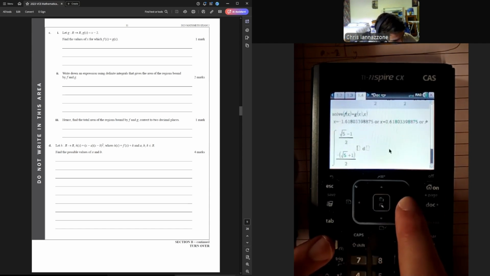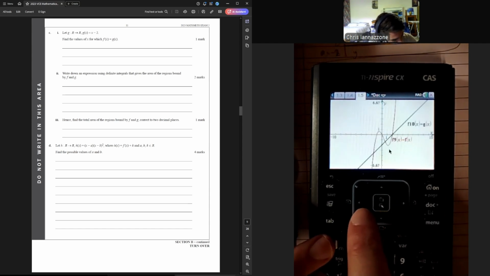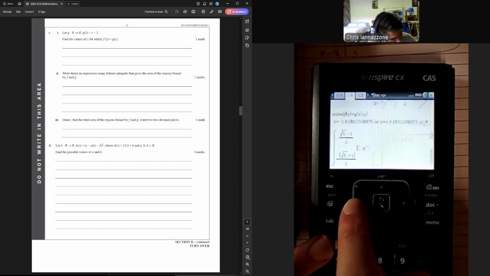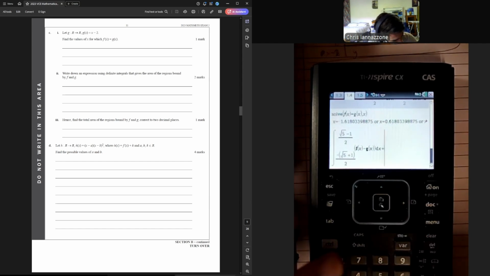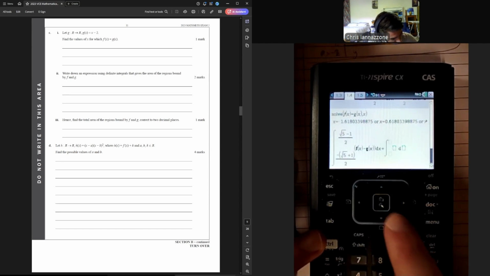So again, referring to our graph, f of x was above g of x in that region. So we'll do that. We'll do f of x take g of x. Put our dx in there. And then we just got to add that to the area of the second section.